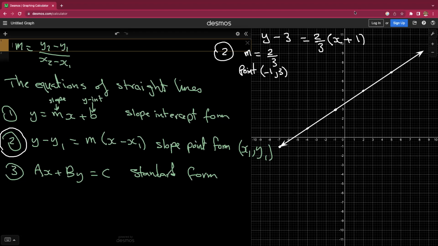And I could write this equation in different format as well. I could write it as y minus 5 equals 2/3 x minus 2. I could also write it as y plus 1 equals 2/3 x plus 7.